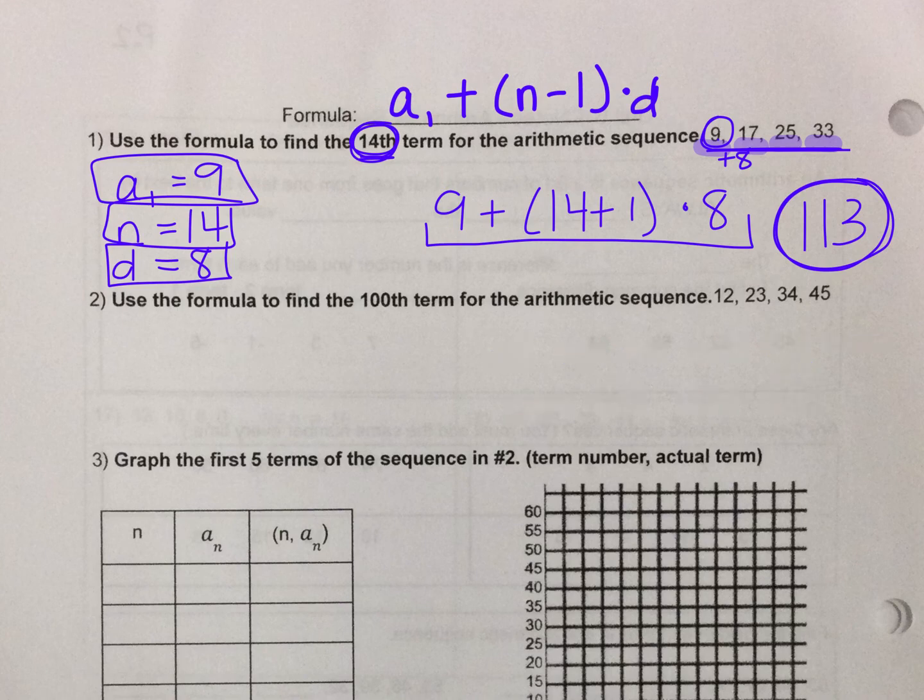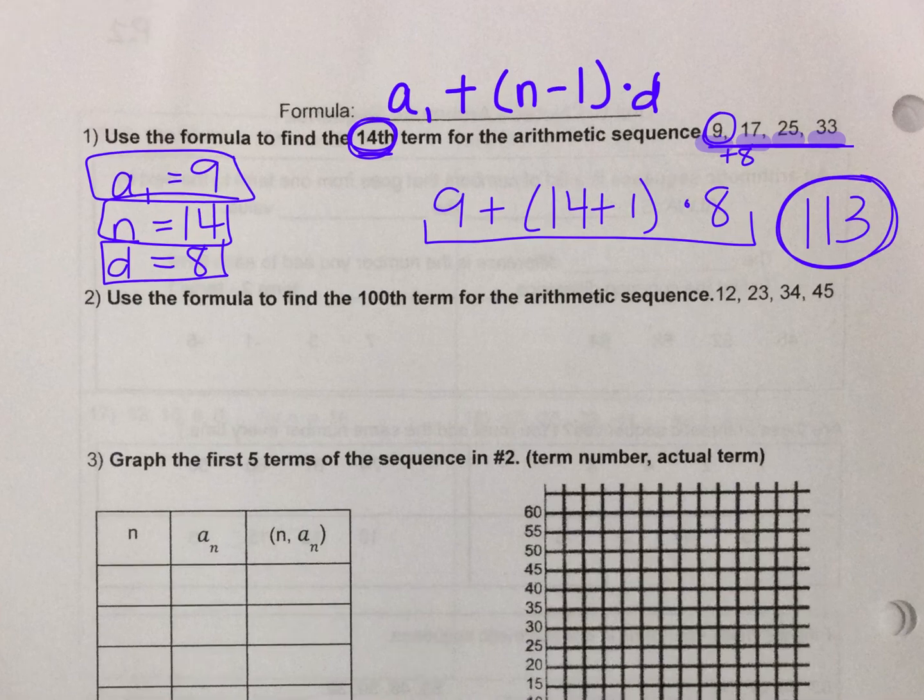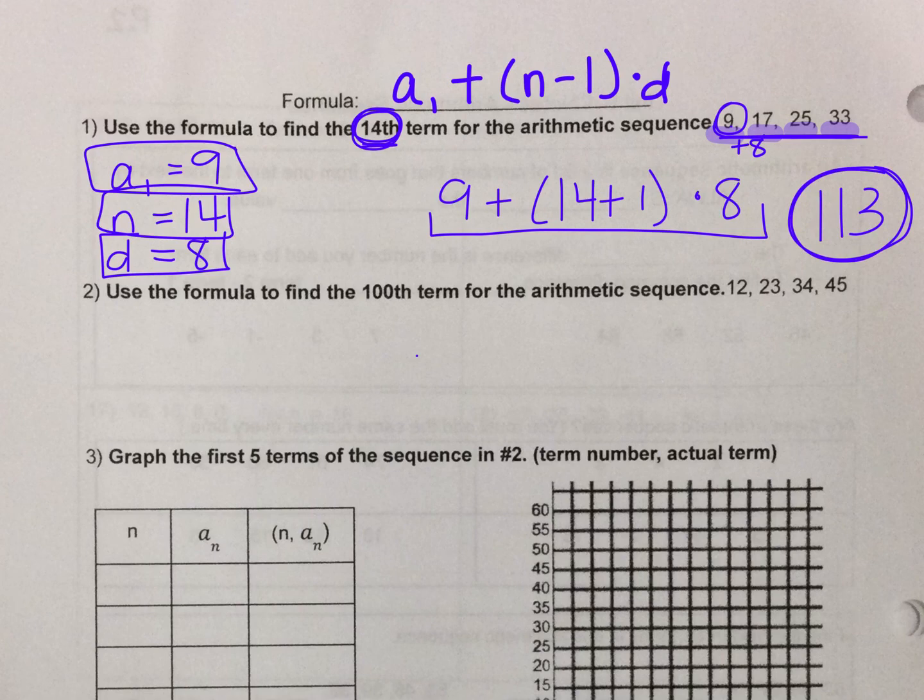Use the formula to find the 100th term of the arithmetic sequence. So step 1, I'm just going to write my arithmetic sequence right here. A1 plus n minus 1 times d. That is a times, not a decimal. So I'm going to have to figure out what A1 is, what n is, and what d is.